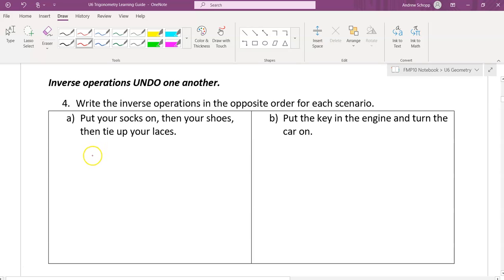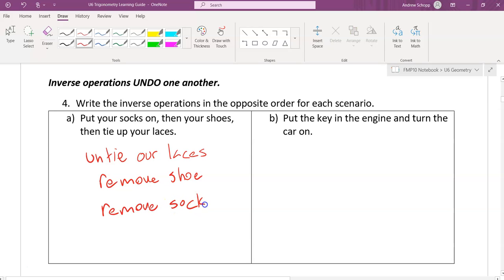If we wanted to reverse that, we have to start with the most recent thing. We can't take off our socks first before we take off our shoes. And we can't take off our shoes usually before we untie our laces. So the first thing we need to do is to untie our laces. Then we would remove our shoe. And then we could remove the sock. Go ahead, pause the video here, and complete B, C, and D.